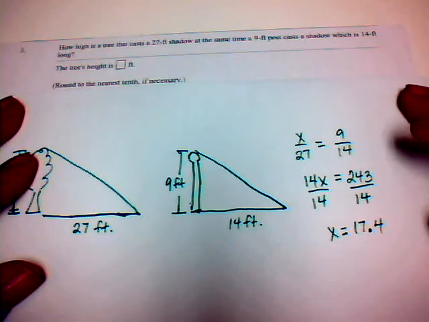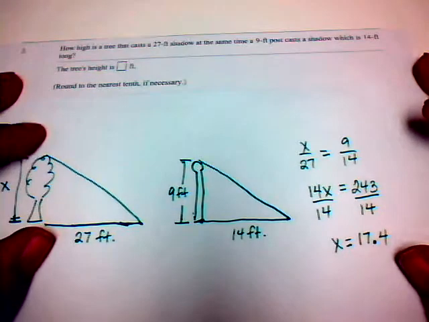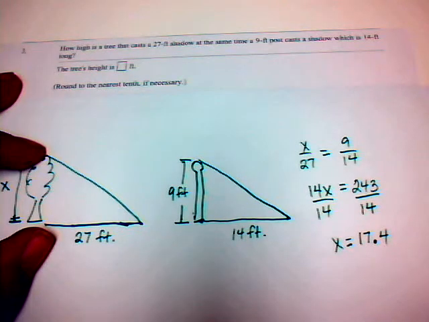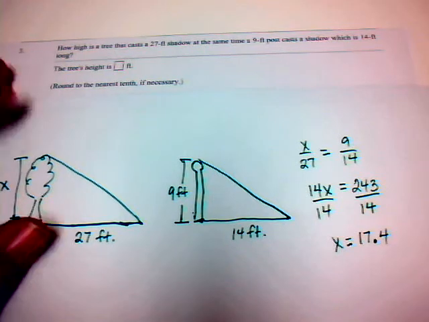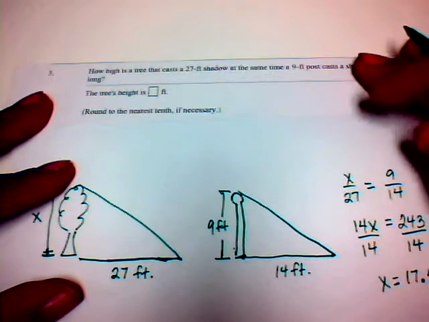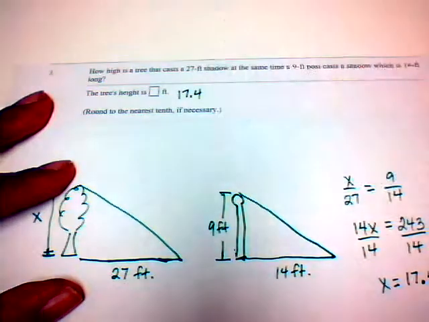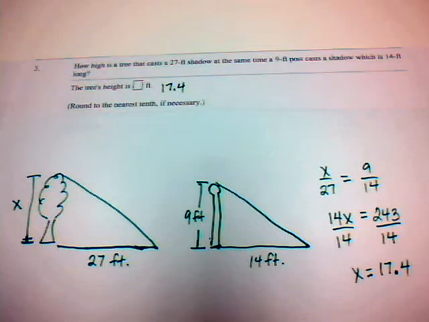Had to think about that for a moment. Okay, and they just say round to the nearest tenth if necessary. So in this case, when you do this on the calculator, you'll get 17.35714286. But to the nearest tenth, it'll be 17.4. So the height of that tree is approximately 17.4 feet. Okay, so that's how you'll do this particular problem.